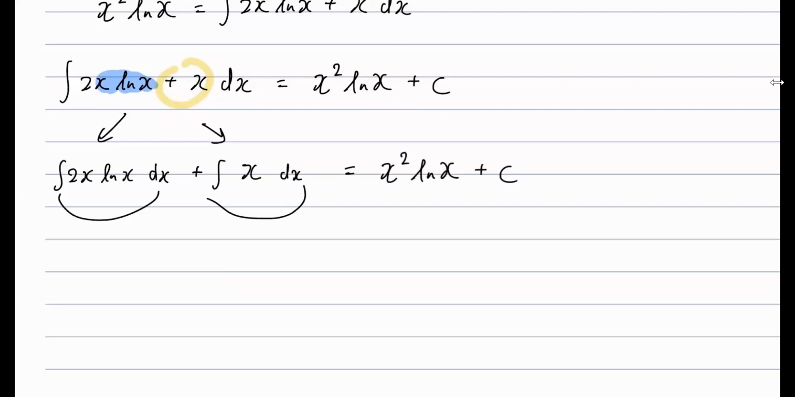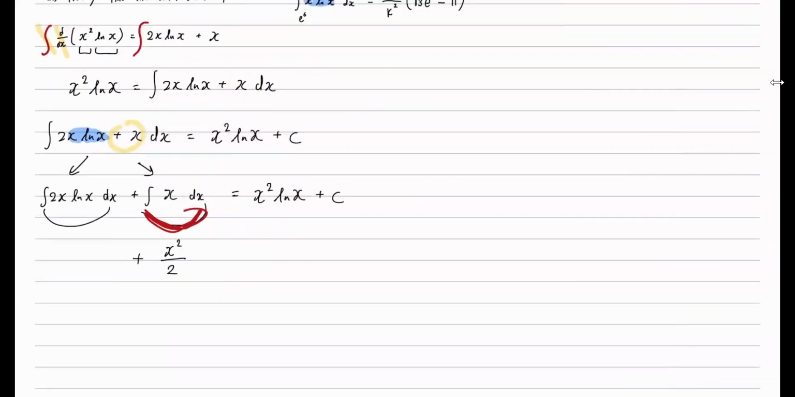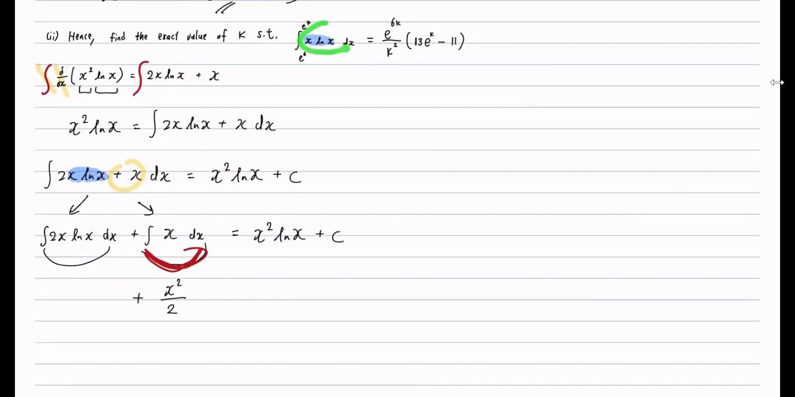Very good. Now, can we simplify the red one? Can, right? Integrating x gives just x squared over 2. How about this one? Why did we even split it in the first place? We are trying to solve for what? The light blue, x ln x. Over here, what is this x ln x?